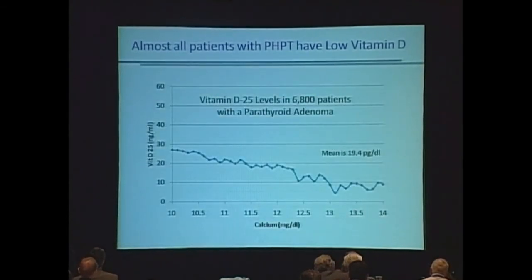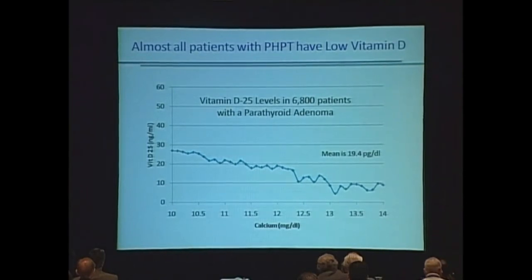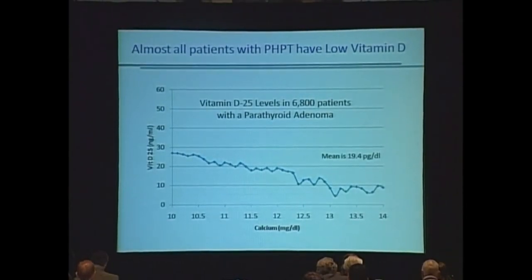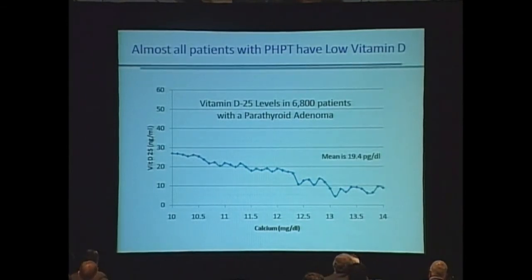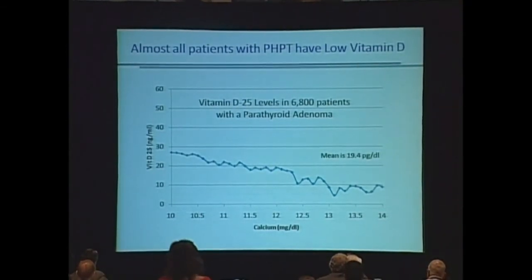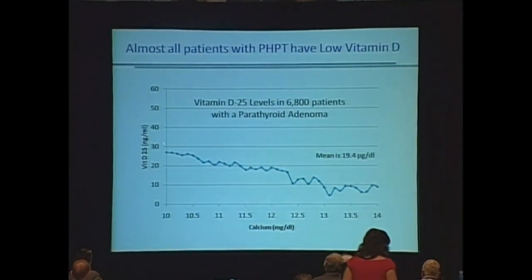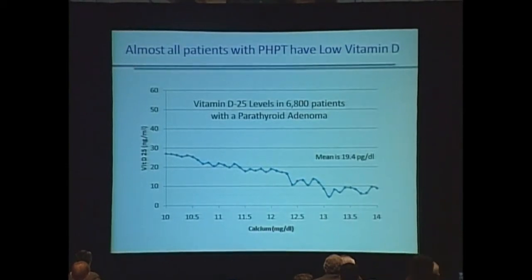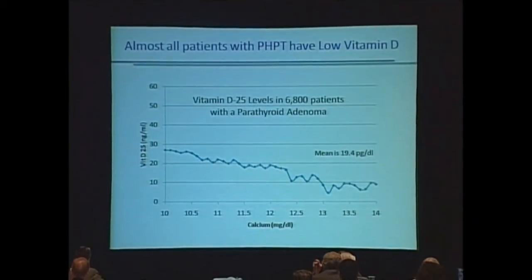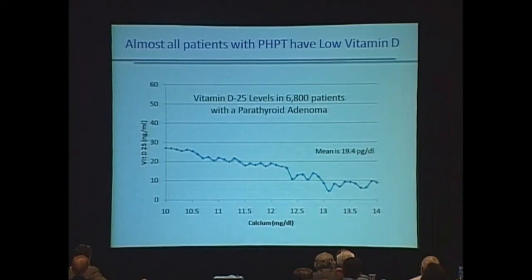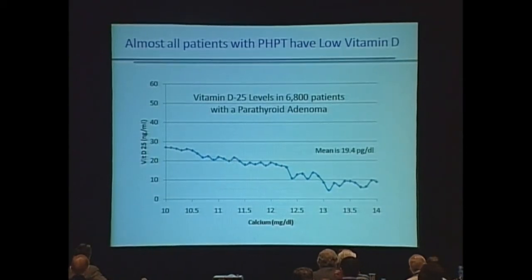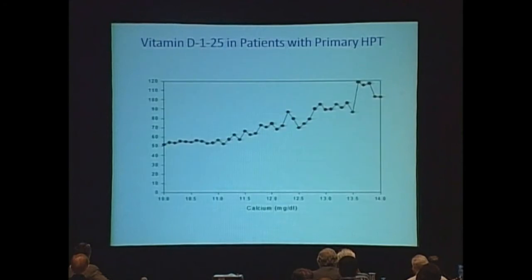Let's look at it graphically. We presented this data 2 years ago at the annual ACE meeting in San Francisco. Almost all patients with primary hyperparathyroidism have a low vitamin D. So here's 6,821 patients. And look what happens. Vitamin D on the y-axis. Here, look at the x-axis. Here is calcium levels. As calcium levels go up, vitamin D levels go down. Again, mean is somewhere around 19.4.